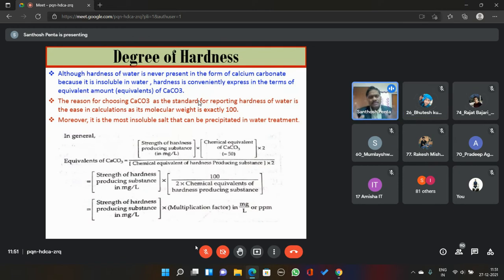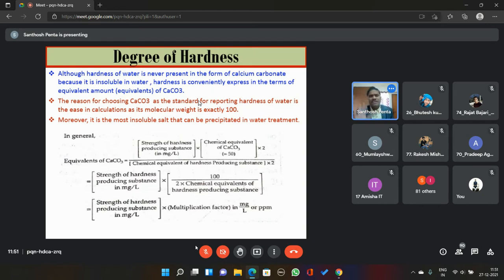Okay, that one you can forget. Simply, here you have to remember what the degree of hardness is. The straightforward answer is we have to express the hardness in equivalents of calcium carbonate. That means hardness can be expressed conveniently in equivalents of calcium carbonate. That is called the degree of hardness. Okay, what is the definition of degree of hardness? If anybody asks, simply say the hardness should be expressed in equivalents of calcium carbonate.